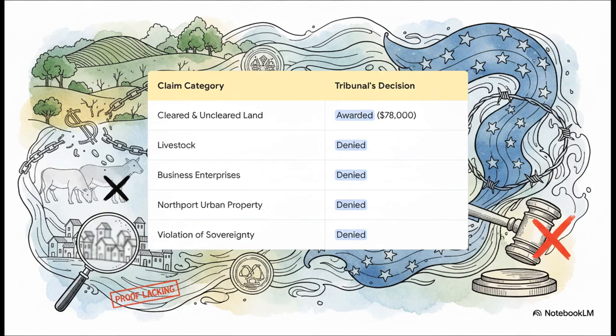So the tribunal went through the U.S. claims with a fine-toothed comb. That whole $78,000, that was purely for the damage to the land itself, basically its reduced value. Claims for dead livestock? Denied. The tribunal said that was already covered by the land's loss of value. Property damage in town? Denied. Not enough proof. And this is a big one. A claim for violation of sovereignty to cover the U.S.'s investigation costs? Also denied. The tribunal said that wasn't what the convention was for.